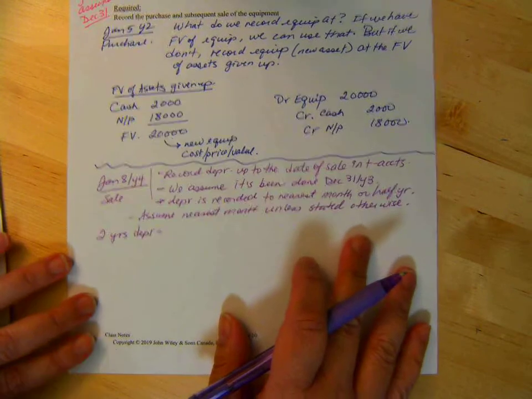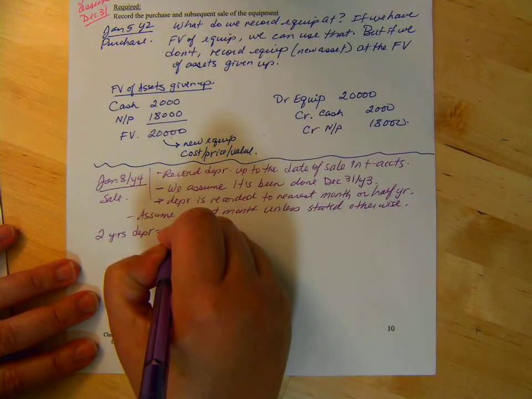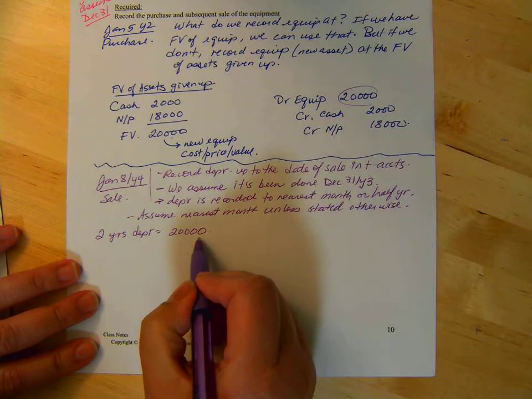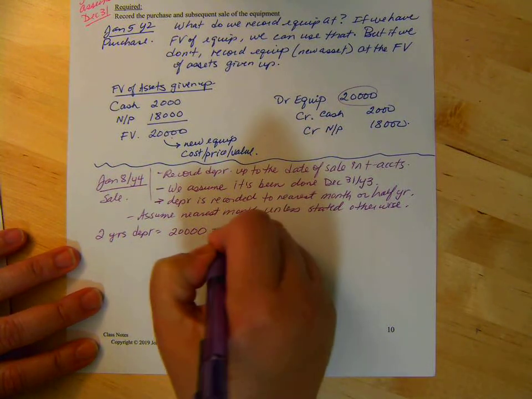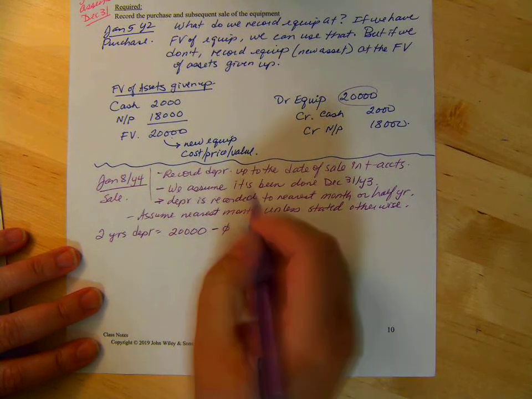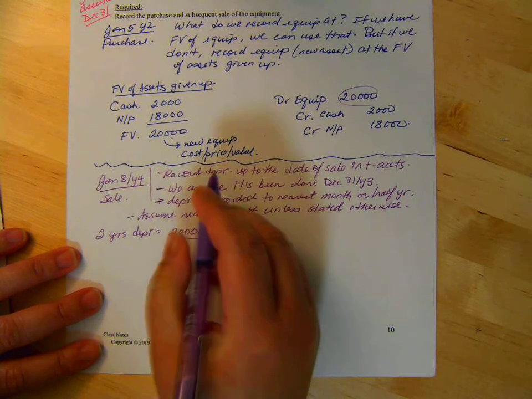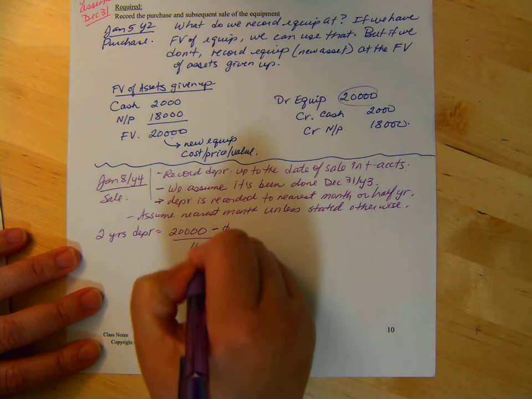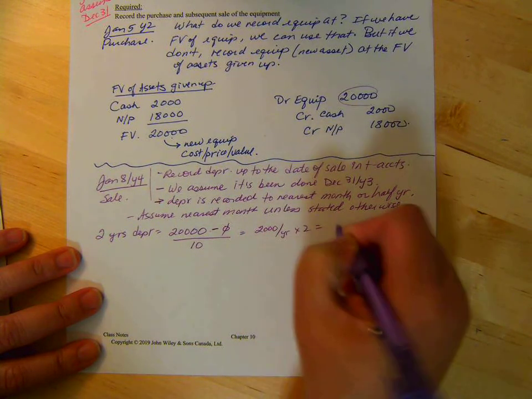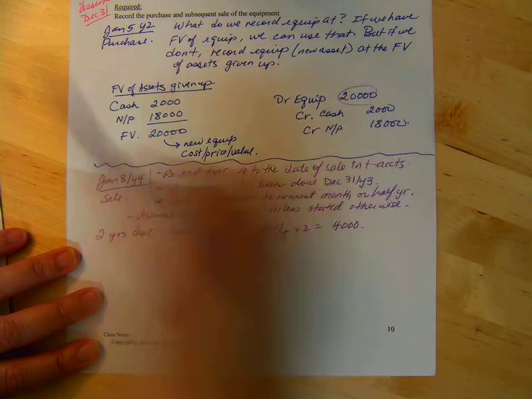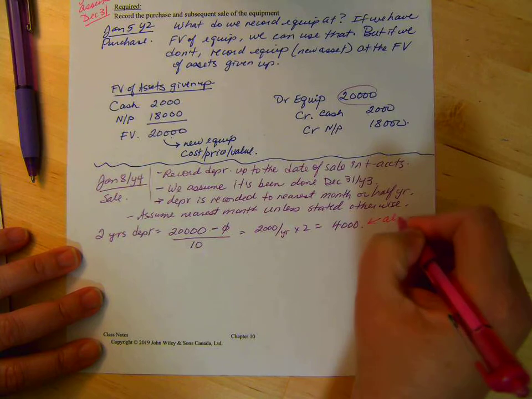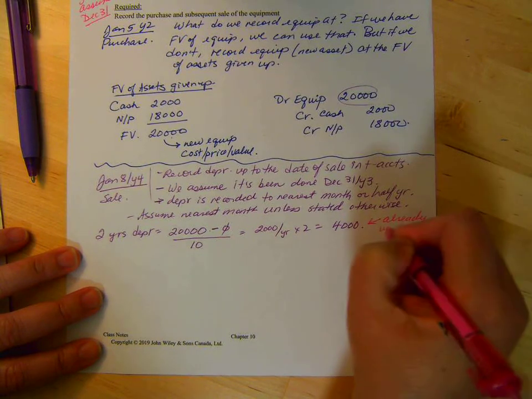Okay, so cost was 20,000, calculated here. Did they give us any residual value? Nope. And it's over 10 years. 2,000 per year times 2 is 4,000. And just make a little note that it's already up to date.